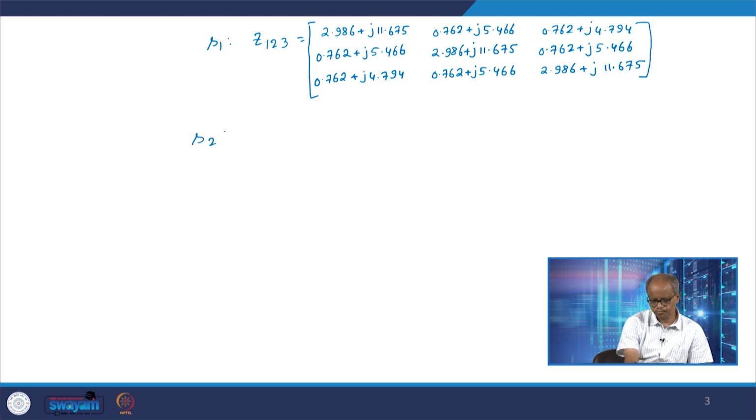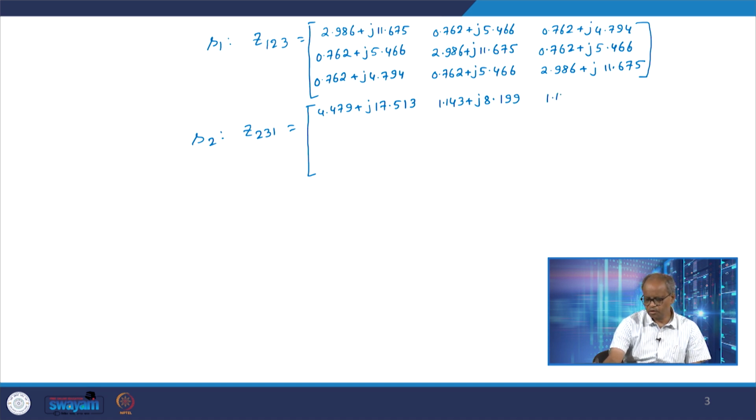For S2, the matrix is denoted as Z231. If we use the formula we derived in the last class and do these calculations, we find 4.479 plus J 17.513, then 1.143 plus J 8.199 and then 1.143 plus J 8.199, and of course, this is 1.143 plus J 8.199.